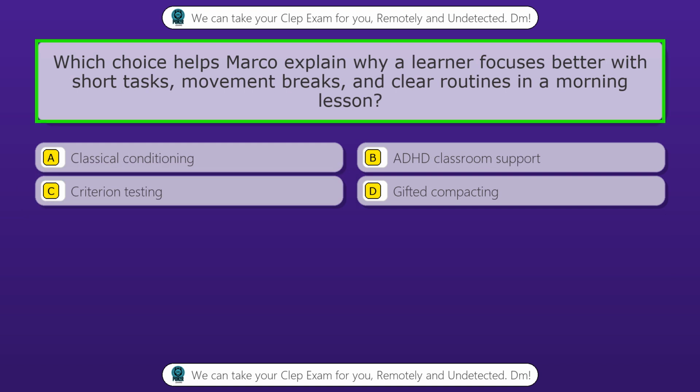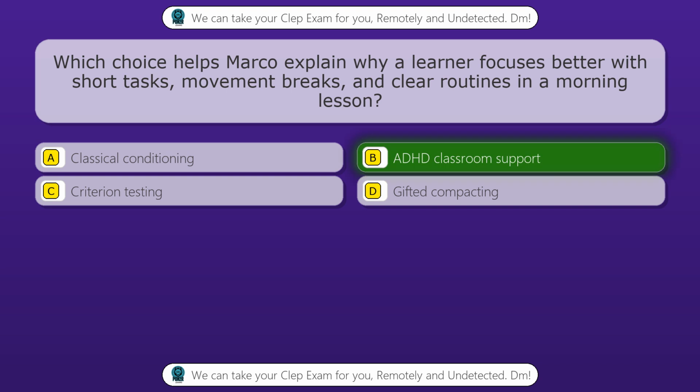Question 67. Which choice helps Marco explain why a learner focuses better with short tasks, movement breaks, and clear routines in a morning lesson? Option A, classical conditioning. Option B, ADHD classroom support. Option C, criterion testing. Option D, gifted compacting. The correct answer is option B, ADHD classroom support.